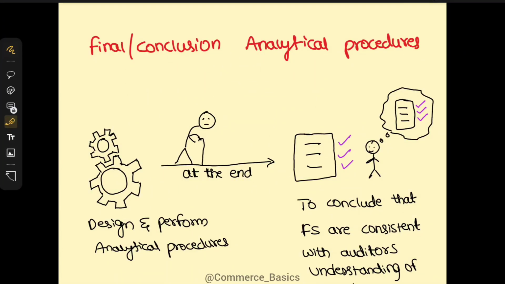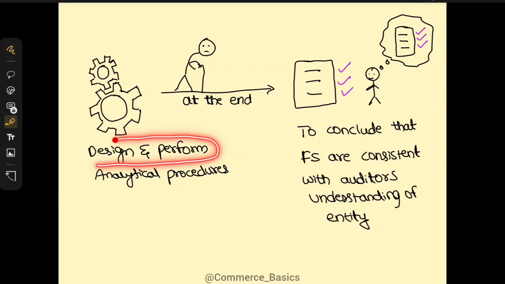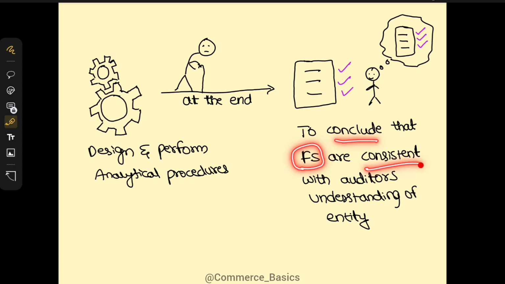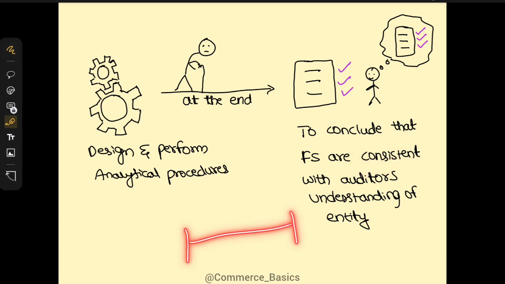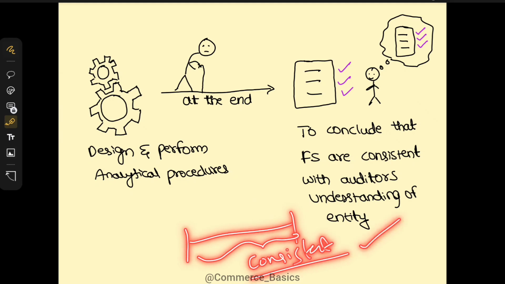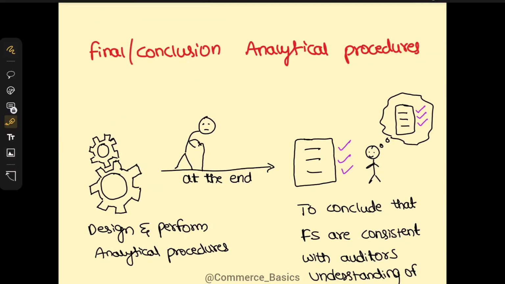So next is the final or conclusion analytical procedures. Here the auditor will design and perform certain analytical procedures. So why does he do it? He does it just to conclude whether the financial statements he has are consistent or not, like we are discussing for a long time, whether they are consistent or not with the auditor's understanding. So what he understood in the beginning of this audit and what he has as of now, whether they are consistent or not at the end of the audit. So he is comparing the start of the audit to the end of the audit, whether everything is consistent or not. If it is not consistent, then he has to do certain other audit procedures. So this is the final analytical procedures.